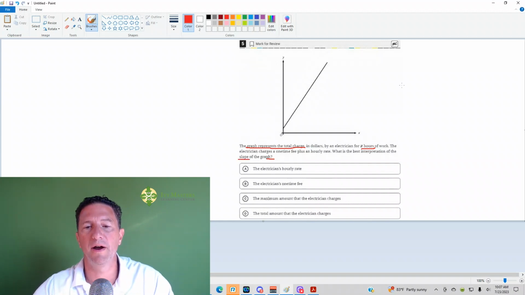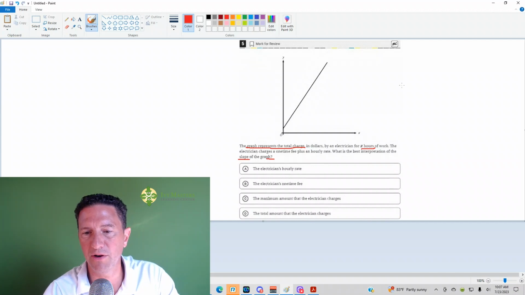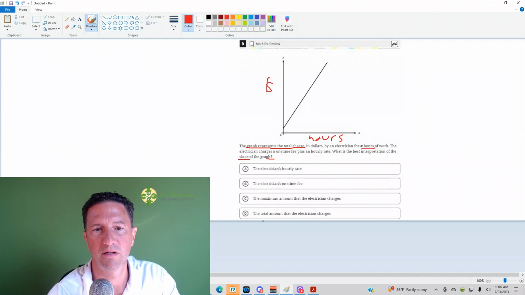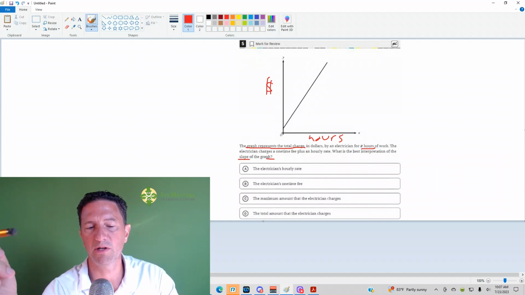All right. So it already told us that your x-axis is hours. So we're going to label that hours. And it says that the graph represents a total charge. So one thing that we don't have is money, meaning the charge. So that must be the y-axis.